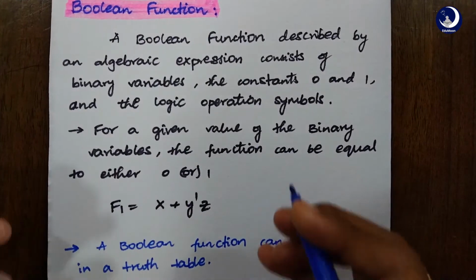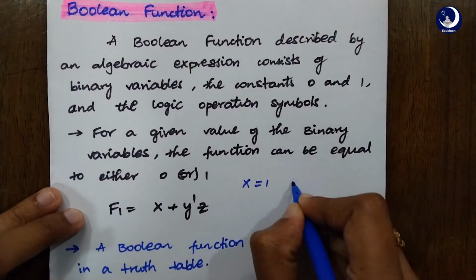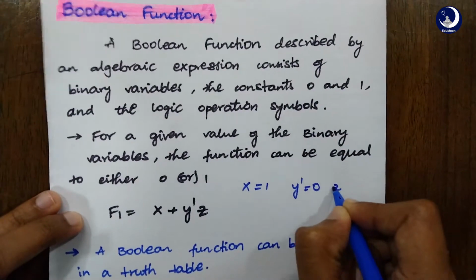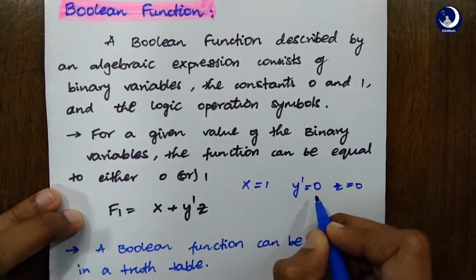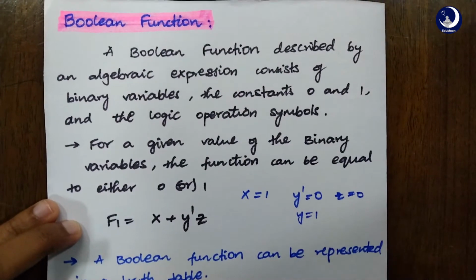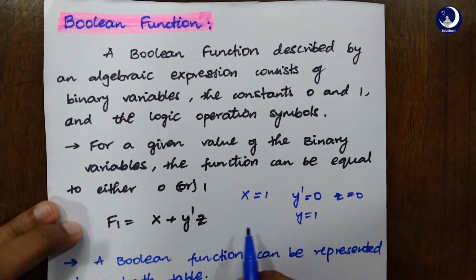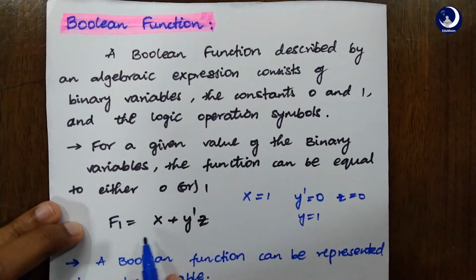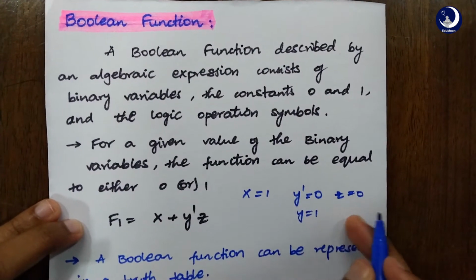Now for example, let us consider x to be 1 and y bar equals 0, then z equals 0. If y bar equals 0, then y equals 1. So you can just comprehend from that one. Now 1 plus 0.0 equals 1. So your f1 value will be 1 for these kind of values.